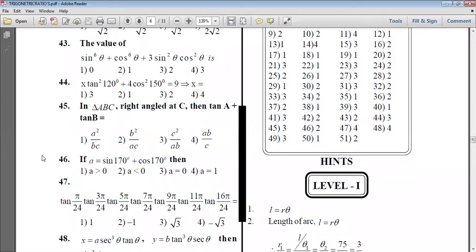So x into tan square 120 degree plus 2 times cos square 150 degree is equal to 9. What is the value of x? So this is 9. Then what is the value of x? Just observe here.